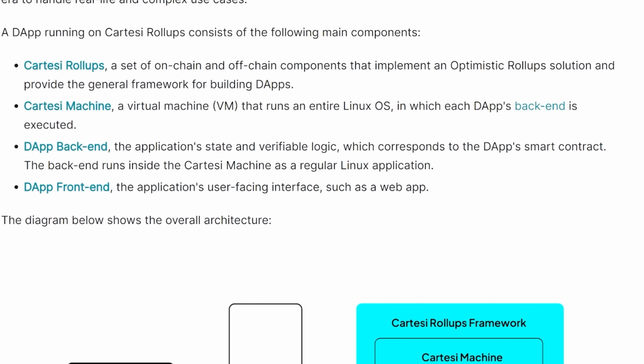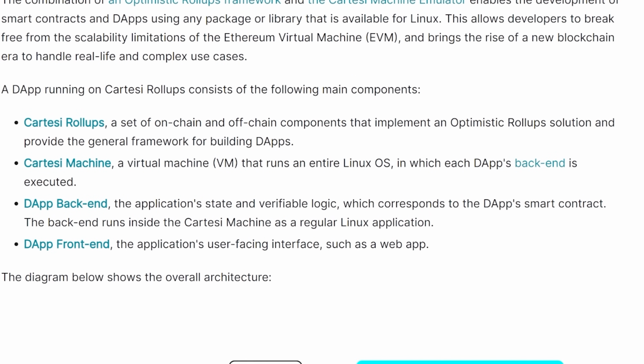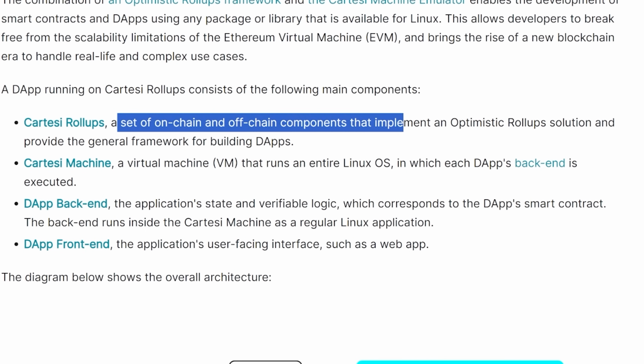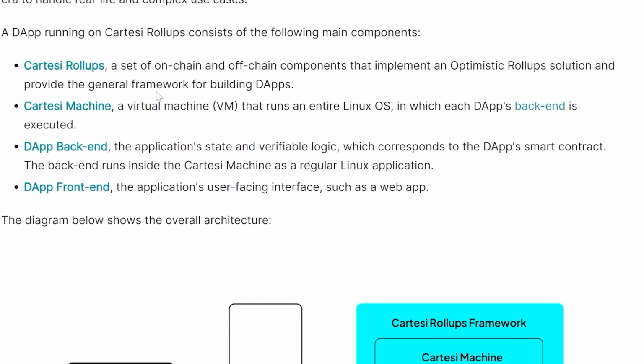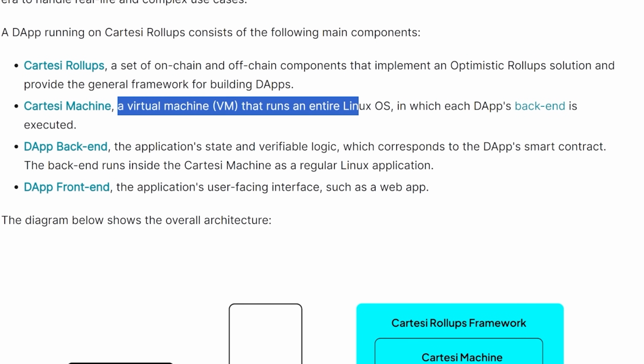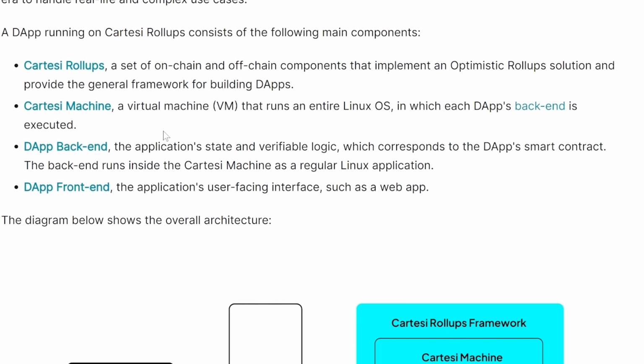Okay, so if we look at our things, we have Cartesi Rollups, a set of on-chain and off-chain components that implement an optimistic rollup solution and provide the general framework for building dApps. Cartesi machine, a virtual machine that runs an entire Linux operating system in which the dApp's backend is executed. So anything that can run inside the Cartesi machine, we can write. So we can write in multiple languages, we can use all kinds of stuff. We can use the file system, math tools, etc., because we can write the whole backend inside of this VM.